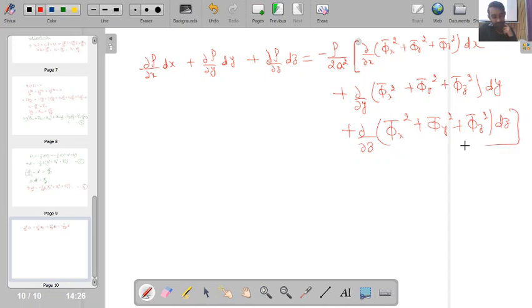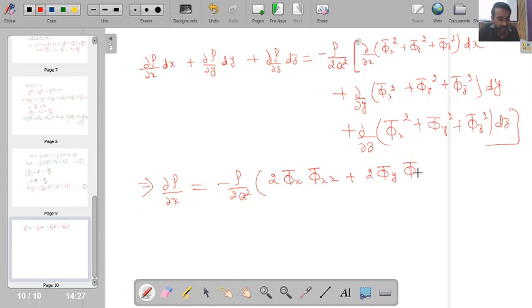Fine. So from here, ultimately if I compare the different terms, then I can say my del rho by del x will be equal to minus rho by 2a square, and del by del x of phi bar x square plus phi bar y square plus phi bar z square will become 2 phi bar x into phi bar xx, plus 2 phi bar y into phi bar xy, plus 2 phi bar z into phi bar xz. Fine. This will be my del rho by del x over here.